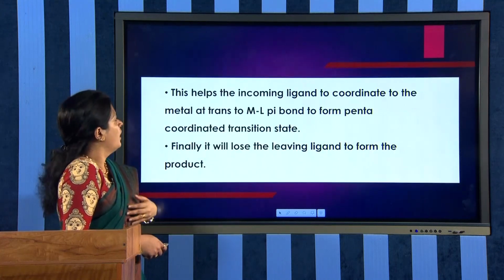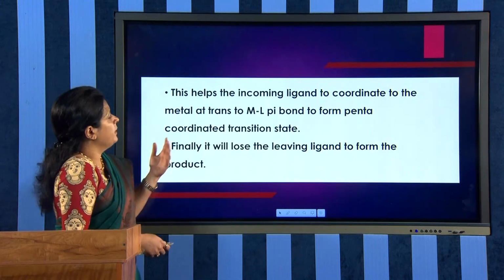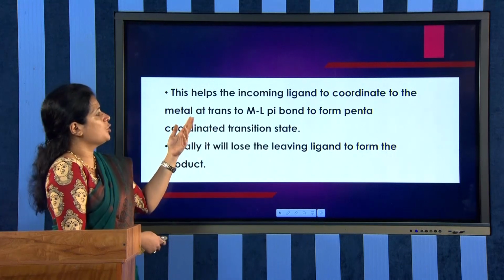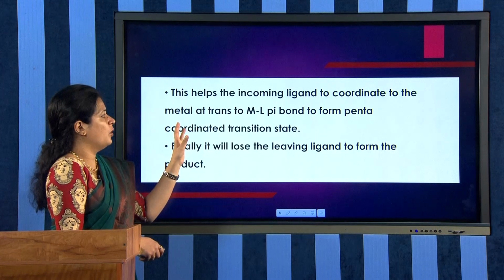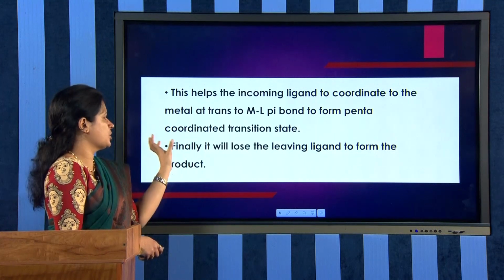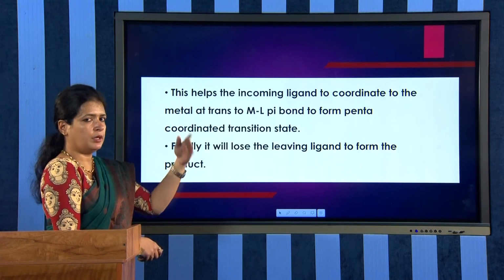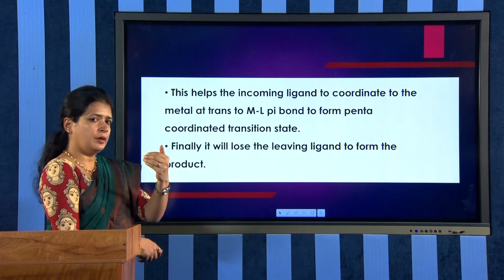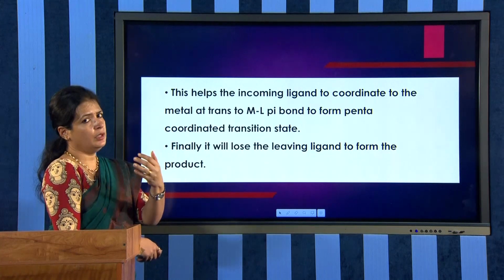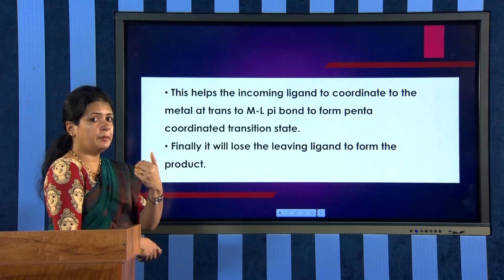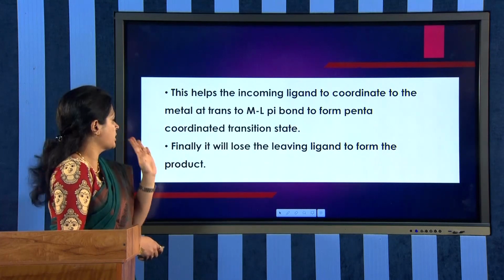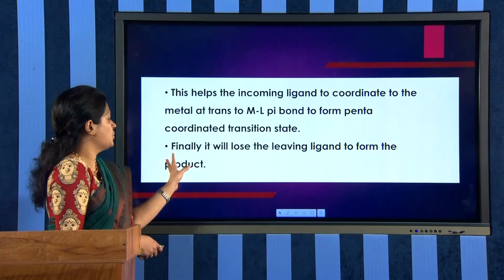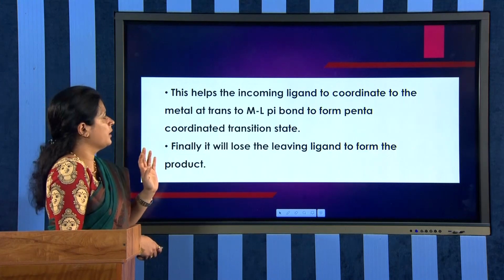Okay. This helps the incoming ligand to coordinate to the metal trans to the metal-ligand pi bond to form the pentacoordinate transition state, and this is how it explains the mechanism. It facilitates the incoming ligand to enter the complex and form the product. Finally, it will lose the leaving ligand to form the product. That is what is happening. Okay.